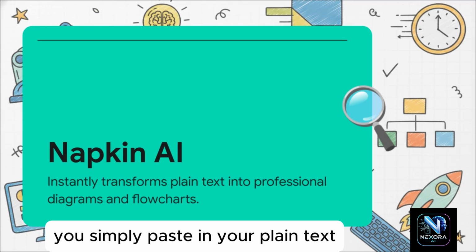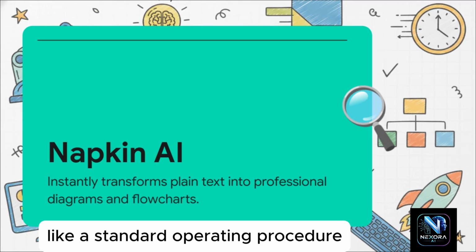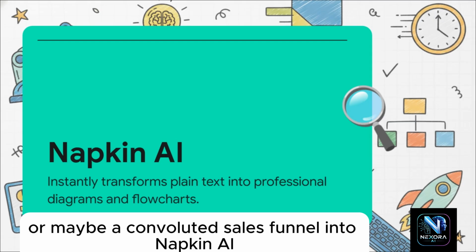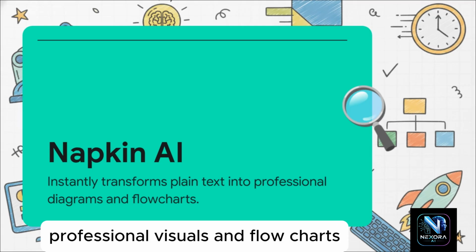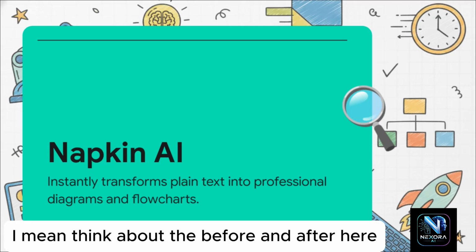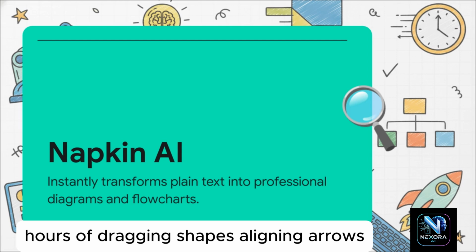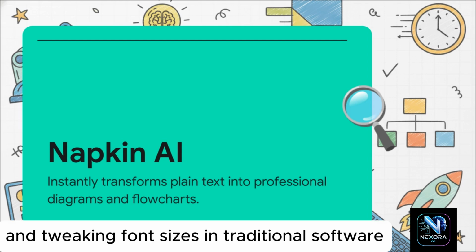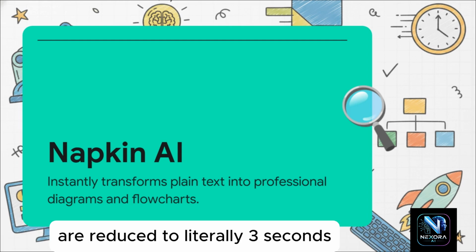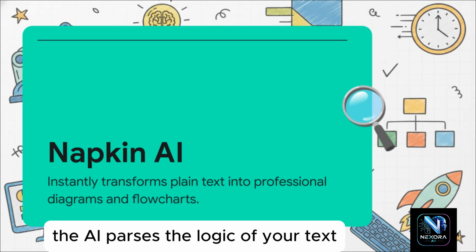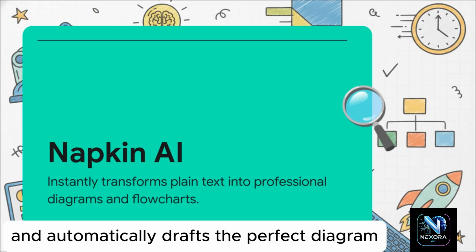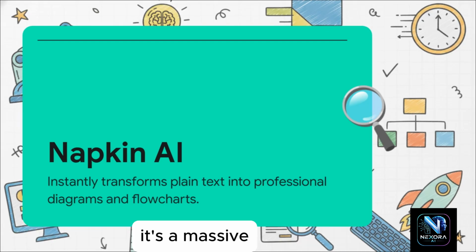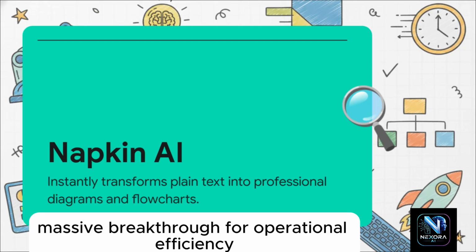You simply paste in your plain text, like a standard operating procedure, a complex strategic outline, or maybe a convoluted sales funnel, into Napkin AI, and it instantly maps it into clean, professional visuals and flowcharts. I mean, think about the before and after here. Hours of dragging shapes, aligning arrows, and tweaking font sizes in traditional software are reduced to literally 3 seconds. The AI parses the logic of your text, identifies the relationships between your concepts, and automatically drafts the perfect diagram. It's a massive, massive breakthrough for operational efficiency.